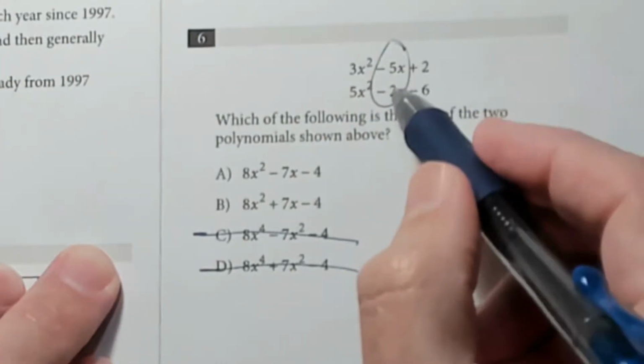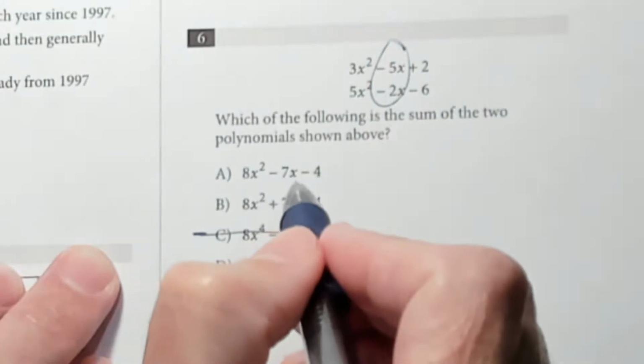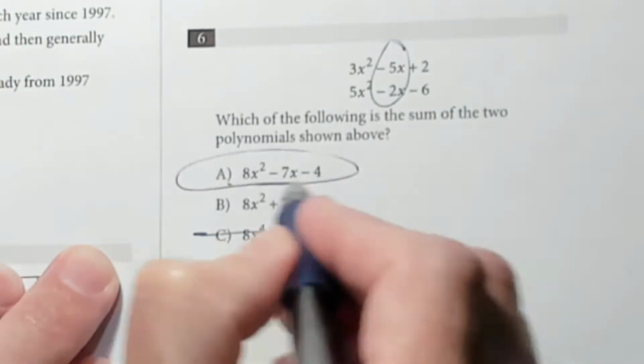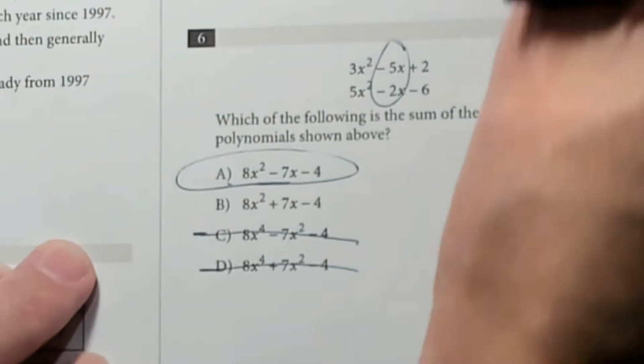And then now the middle term, minus 7. Our answer then is going to be A. I don't even have to do the last. No big deal. Pretty easy.